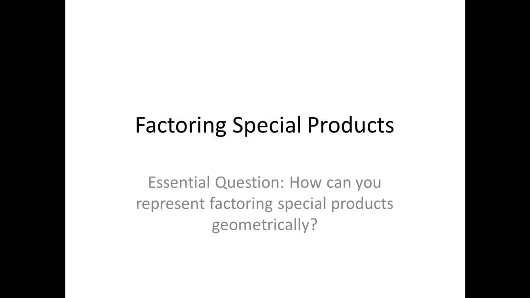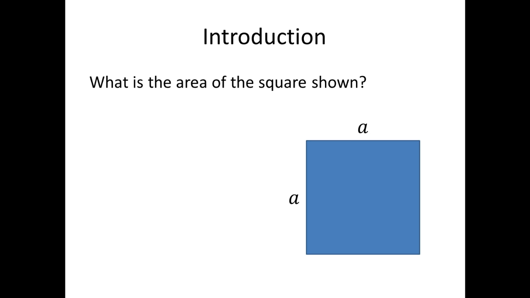Today we will learn how to represent factoring special products geometrically. But first I want to remind you a little bit about area. So suppose I wanted to find the area of this square. Notice it has side lengths A. All four side lengths are A. So to find the area of this square, I multiply A times A, so the area of the square is A squared units squared.